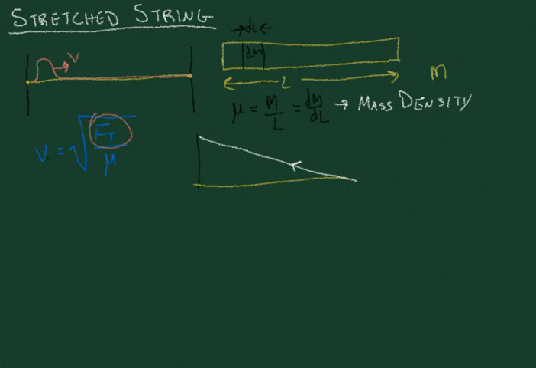And notice that the speed is proportional to the square root of the tension. So in other words, if I raise the tension, I'm also raising the speed. So the velocity of a tight rope is going to be higher than the velocity of a loose rope. And similarly, notice that I'm dividing by the mass density. So the velocity of a heavy rope is going to be less than the velocity of a light rope.